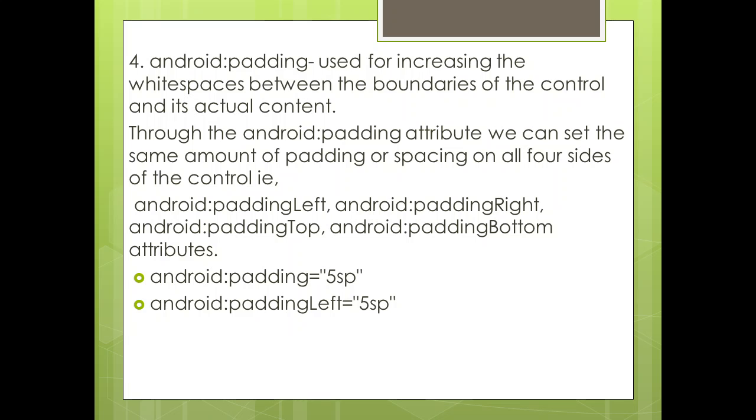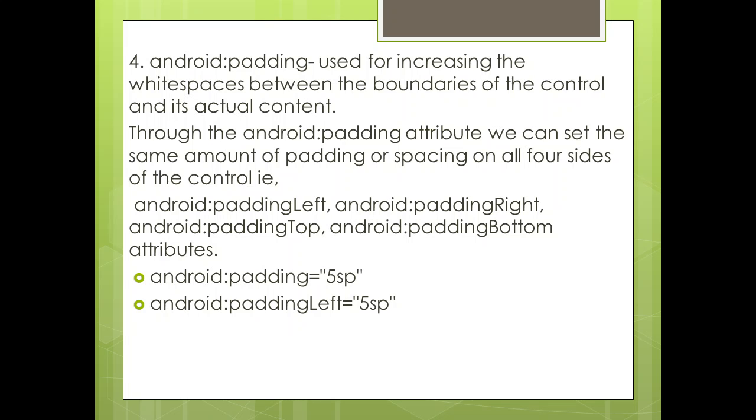And next we are going with the Android padding. Android padding is used for increasing the white spaces between the boundaries of a control or its actual content. By using the Android padding attribute, we can set the same amount of padding or spacing on all four sides of the control.